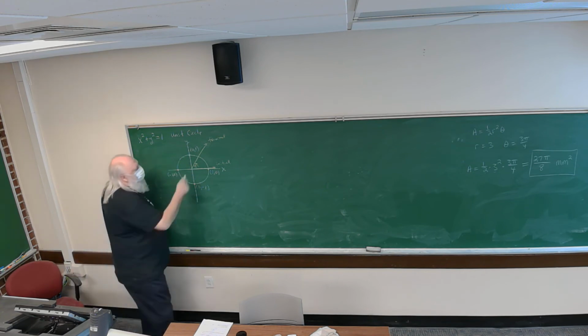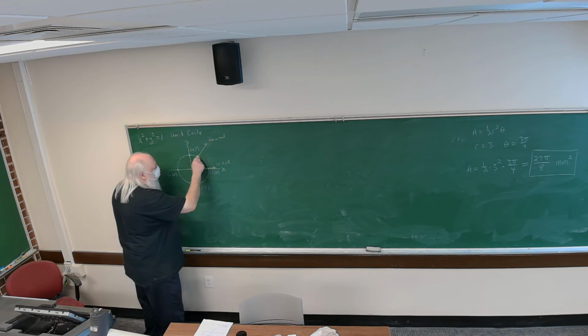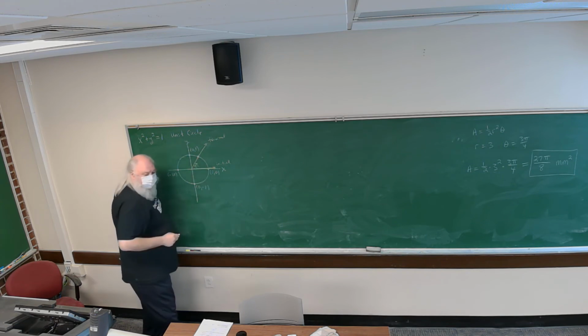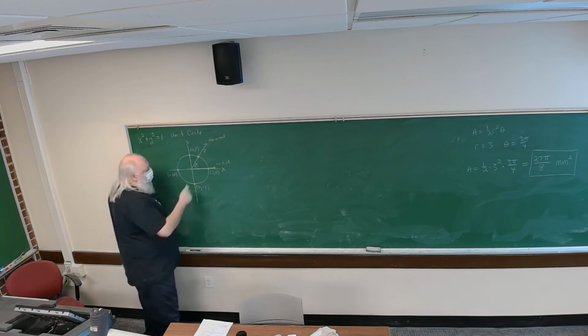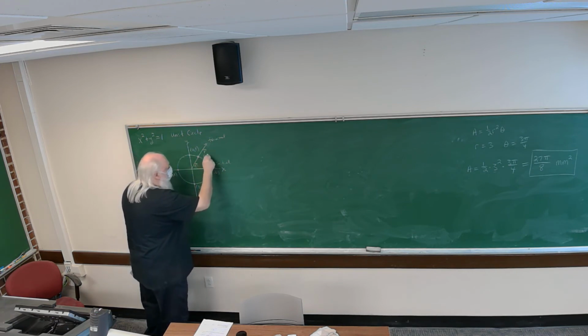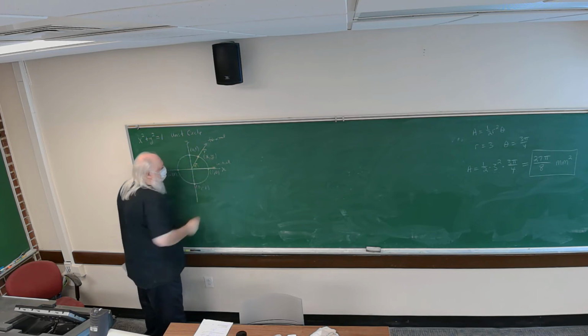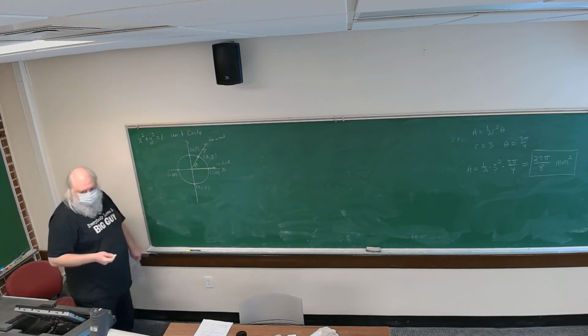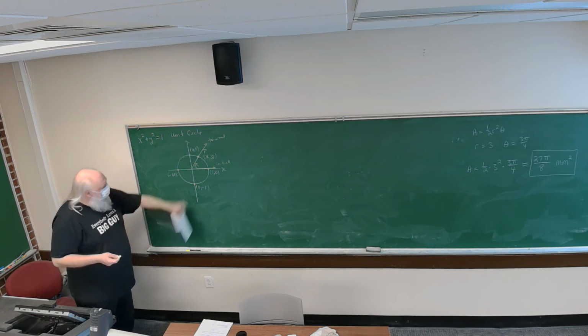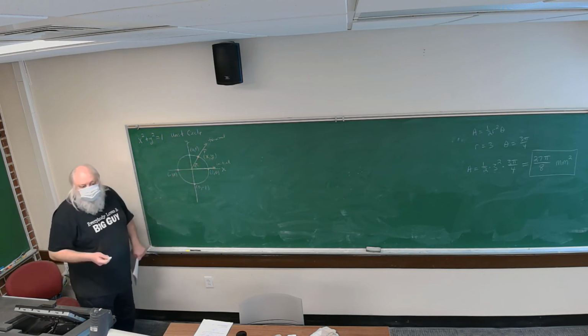Where the terminal side crosses the circle, I'm going to label that point P. That point has an x coordinate and a y coordinate, and they have to satisfy the equation of the circle, because that point is on the circle.